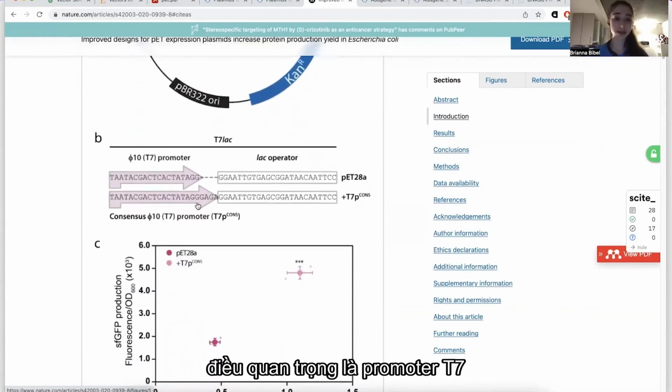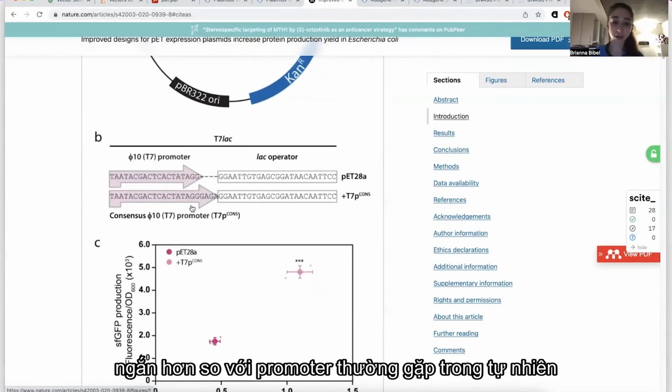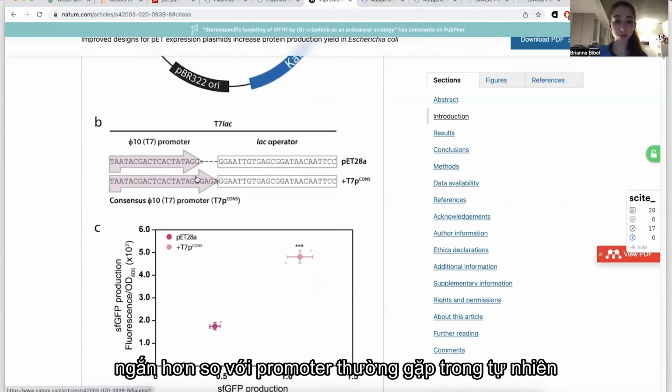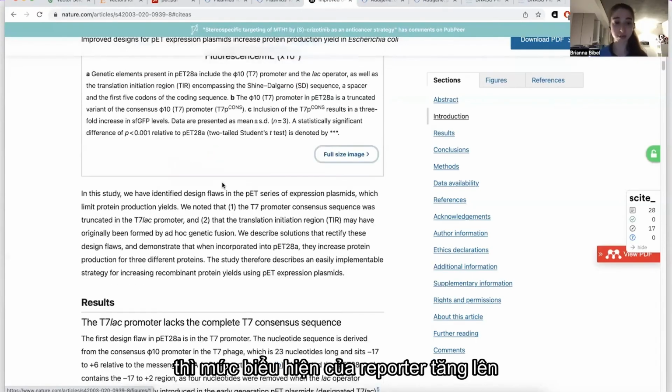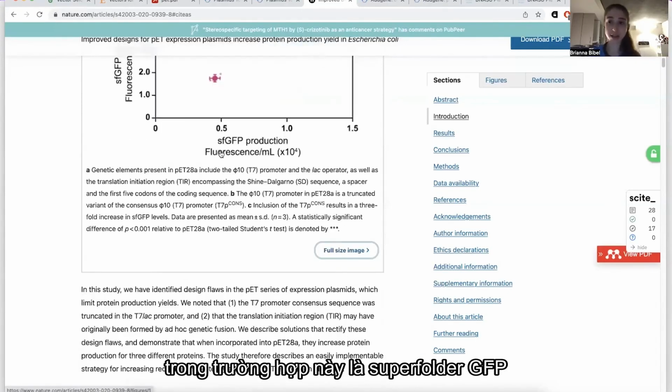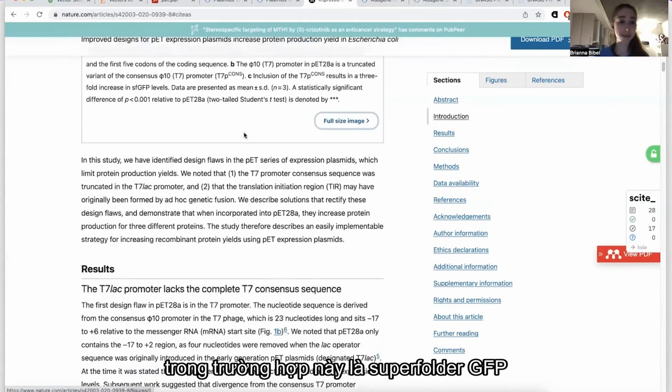The thing is that one of the key things they realized was that this T7 promoter that's in here is actually shorter than the consensus one. So it's shorter than the one that is usually used in nature. And they found that if they restored it to its full length, they got better expression of their reporter, which in this case is this superfolder GFP.